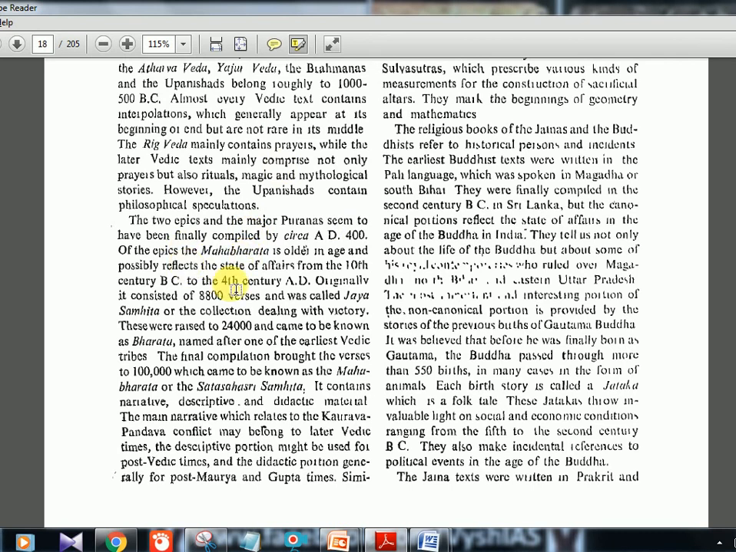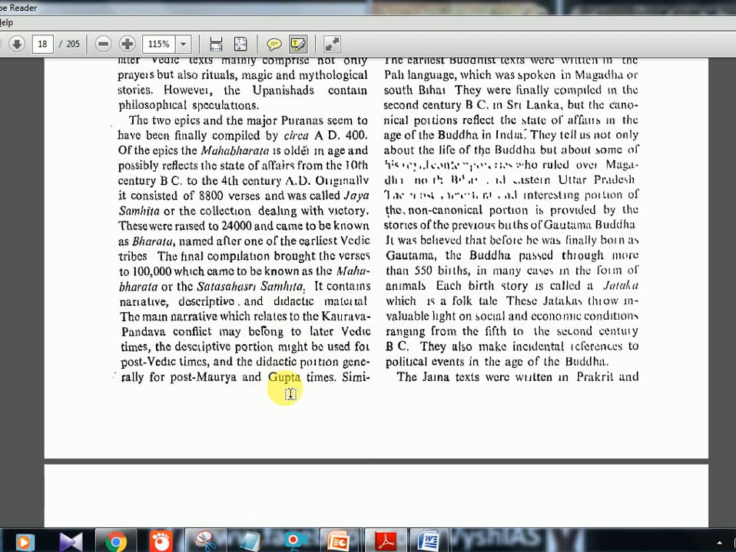Ramayana, and you should know Mahabharata had different names at different stages of its development. Initially it had only 8,800 verses, and it was called the Jaya Samhita. Later it was raised to 24,000 verses. That time it was called Bharata. Then it was raised to 1 lakh verses. That time it was called the Mahabharata or the Satasahasri Samhita. So Jaya Samhita, Bharata, Satasahasri Samhita is the order: 8,000, 24,000 and 1 lakh. In case a prelims question comes, you should know.